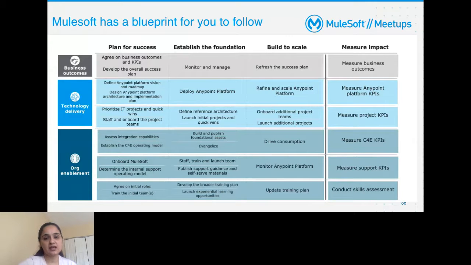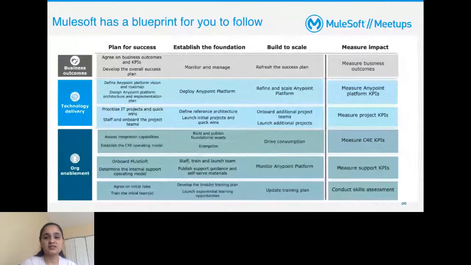Once the planning is done, second is establishing the foundation. In each step, for business outcome, it's to monitor and manage the KPIs. In technology delivery, deploy the platform and define the architectures for the projects. In build to scale, you now have the established foundation ready, so you are just working on scaling it in the organization.